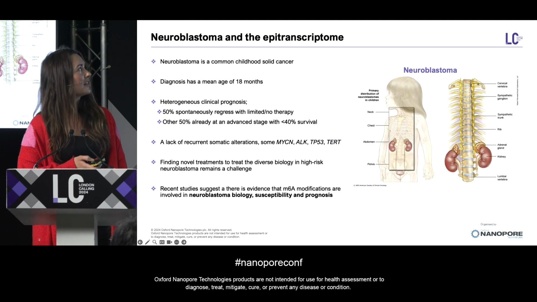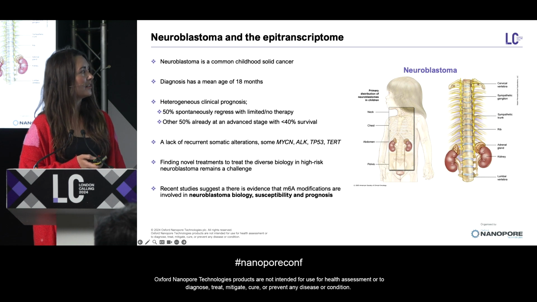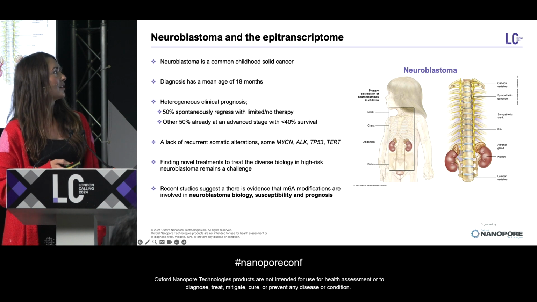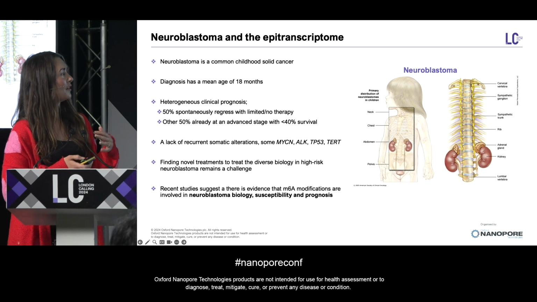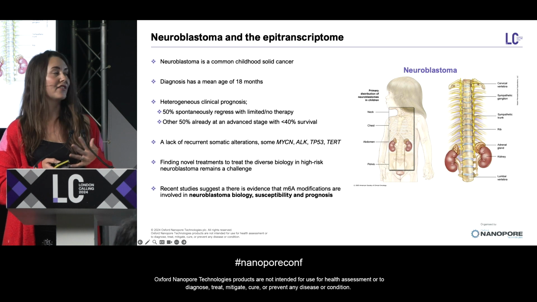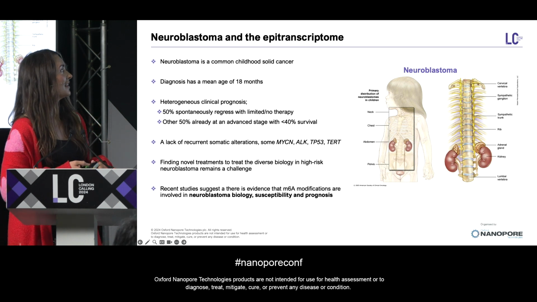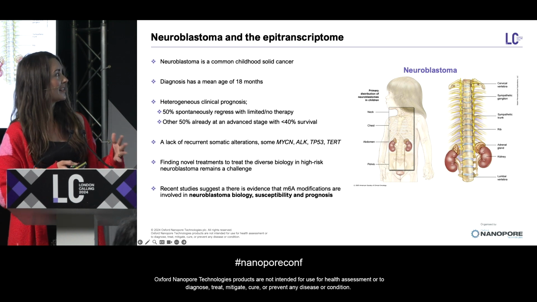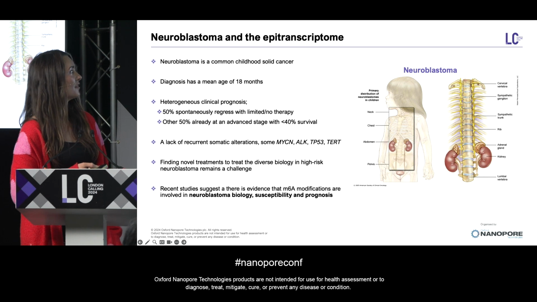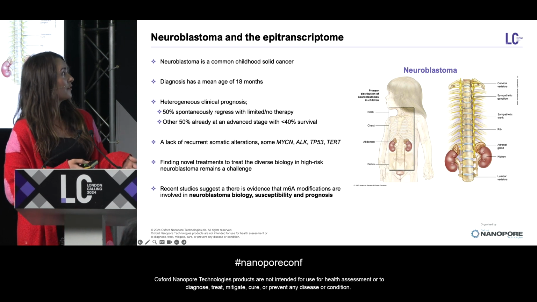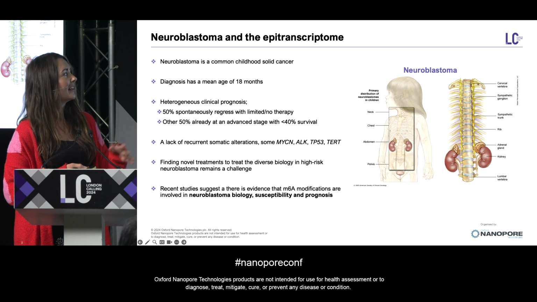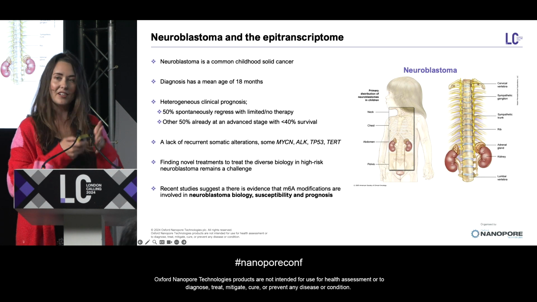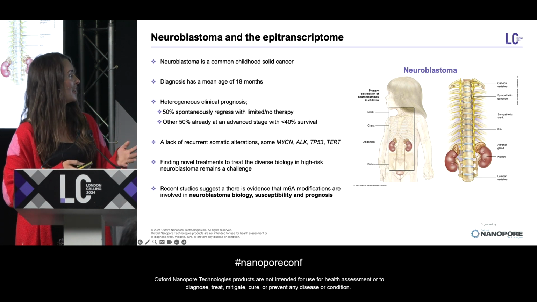Neuroblastoma is a common childhood solid cancer with a diagnosis at a mean age of around 18 months old. It has a really heterogeneous clinical prognosis, so 50% of the patients actually spontaneously regress with limited to no therapy, and the other 50% are diagnosed at an advanced stage with less than 40% survival rates. There is a lack of recurrent somatic alterations. There are some MYCN, ALK, P53 and TERT involvements, but it's not across all of these patients.